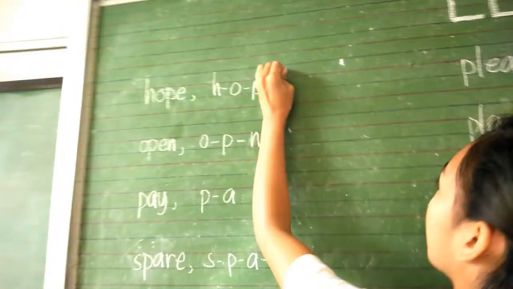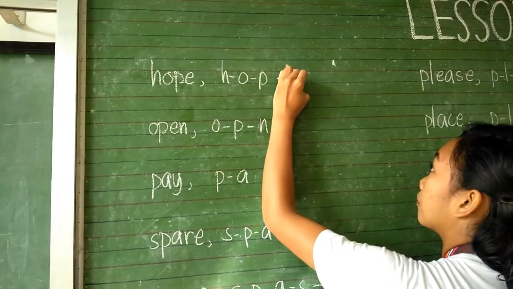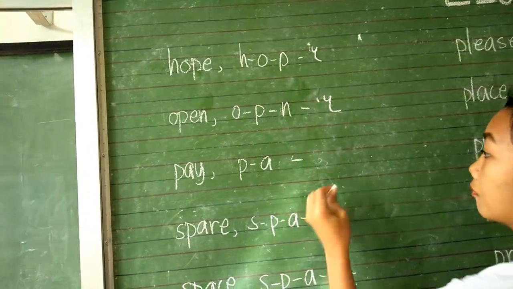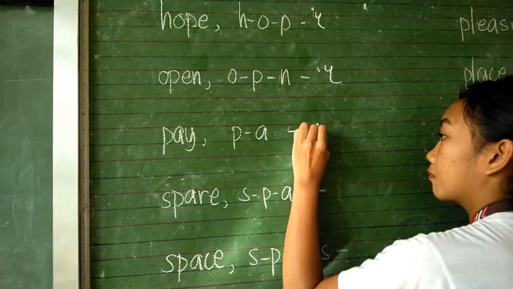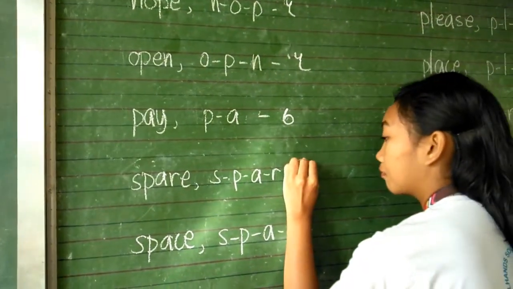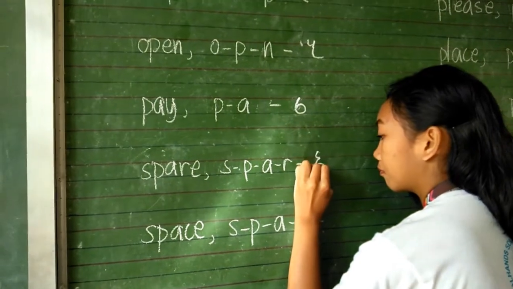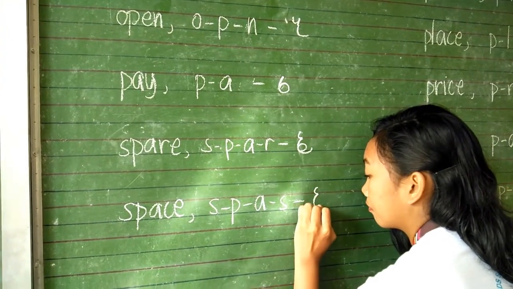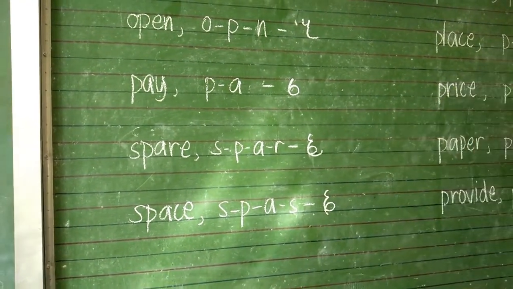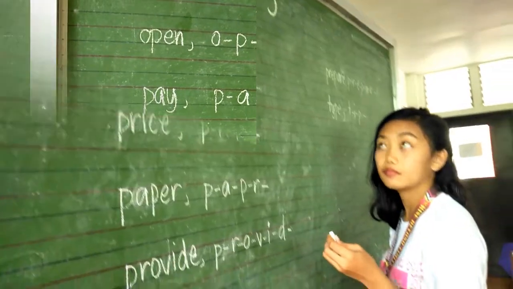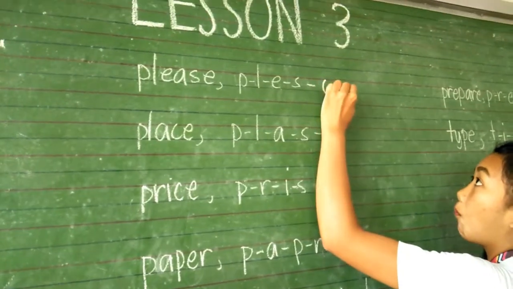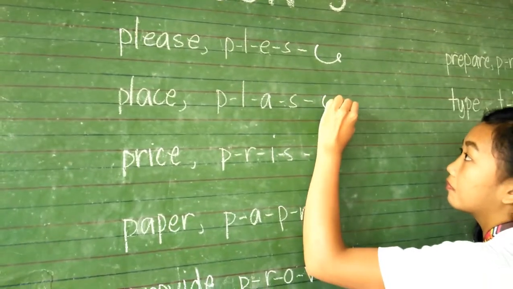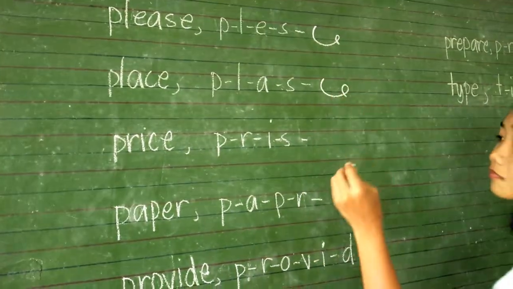Hope is represented by H, O, and P. Open is represented by O, P, and N. Pay is represented by P and A. Spare is represented by S, P, A, and R. Space is represented by S, P, A, and left S. Please is represented by P, L, E, and left S. Place is represented by P, L, A, and left S.